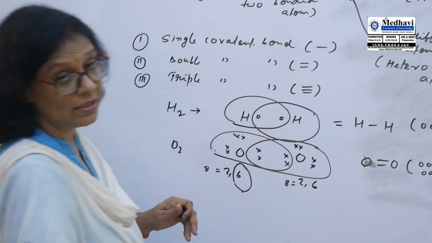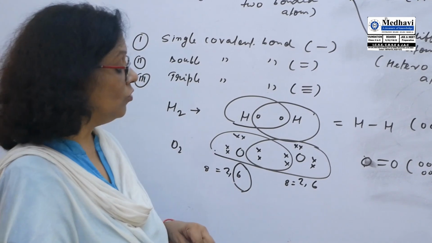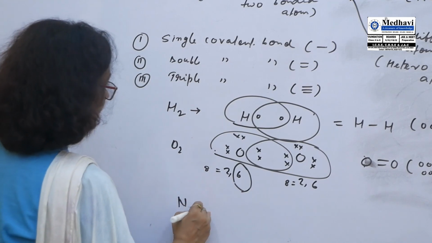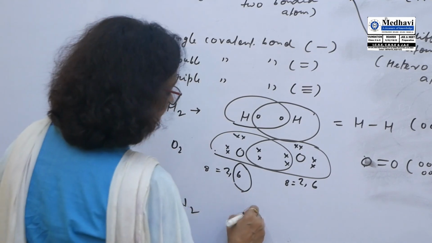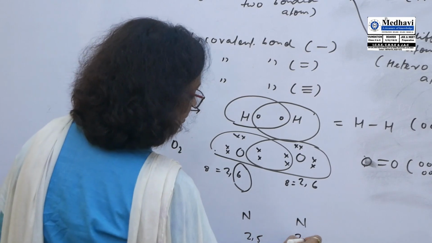With 4 electrons we use a double bond. So double bond formation takes place between 2 oxygen atoms. Third is nitrogen. This is a triple bond configuration. Again, you have to look at its valence electrons. Its valence electron count is 5.